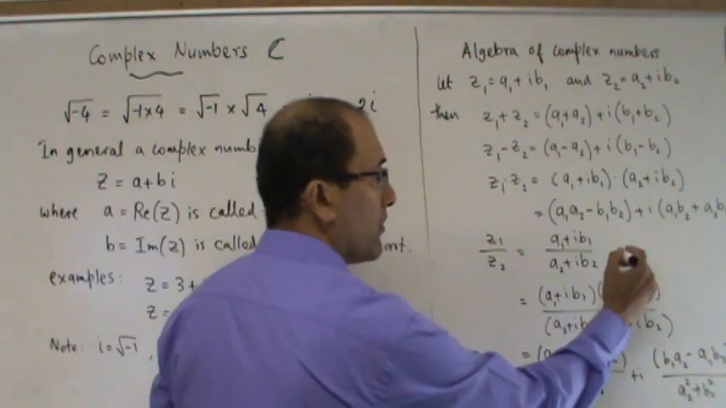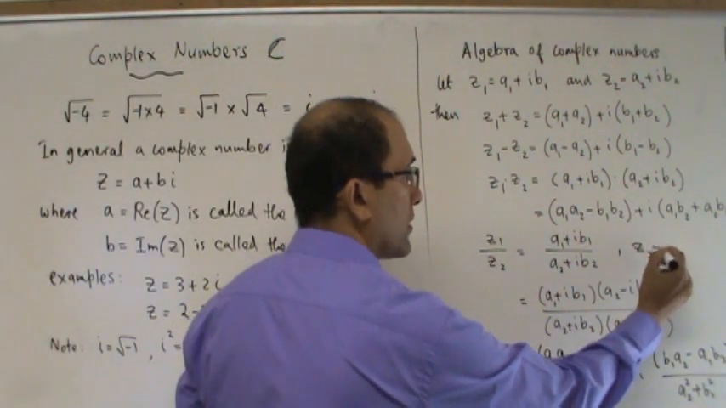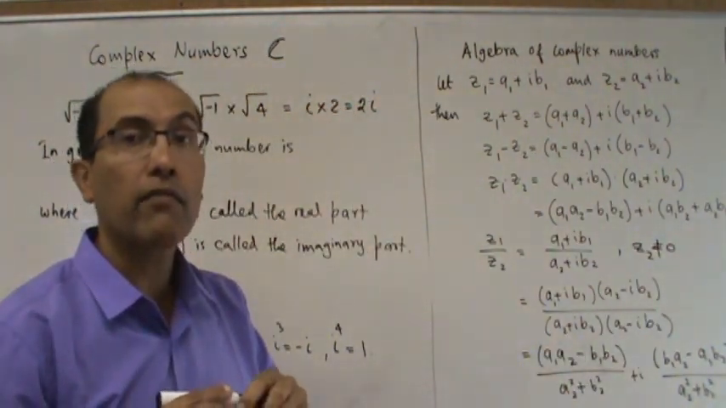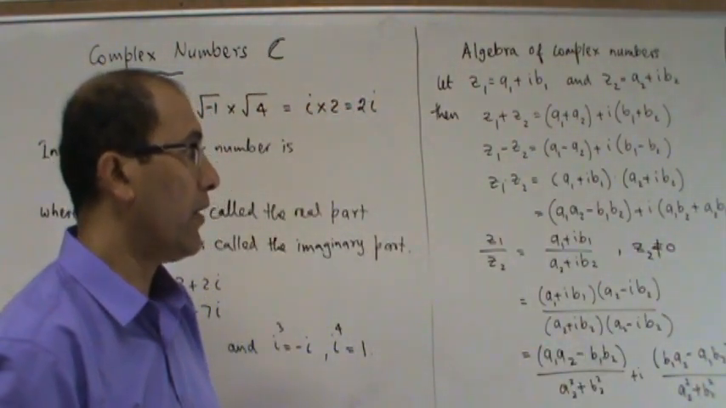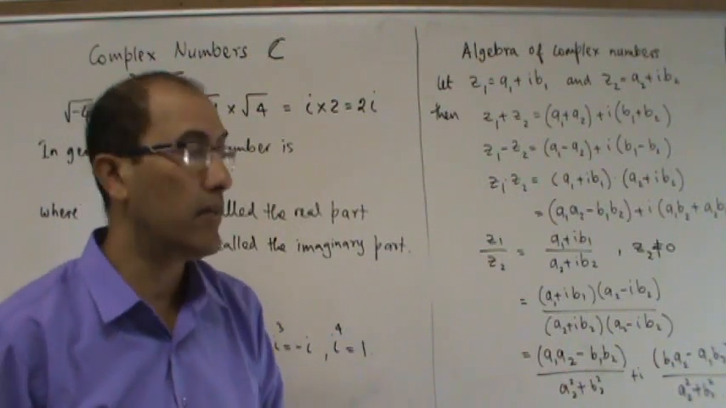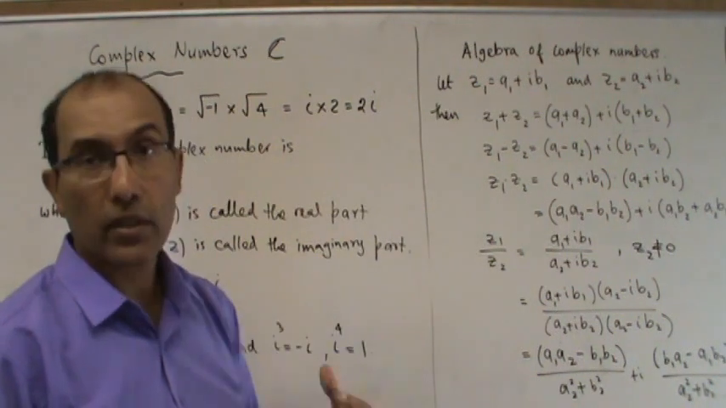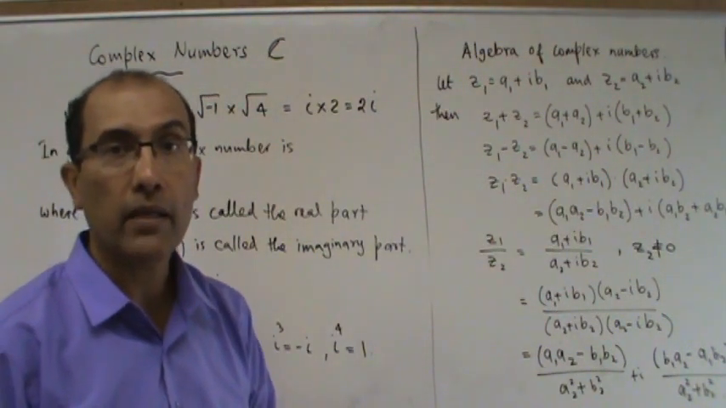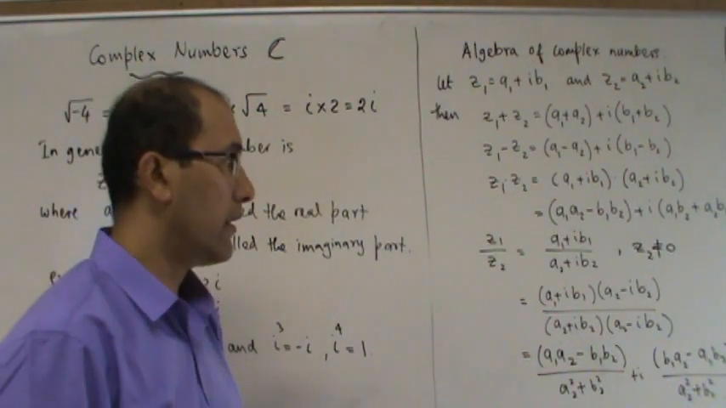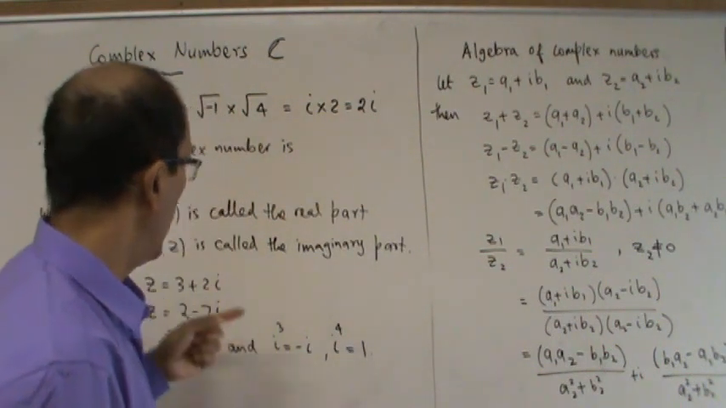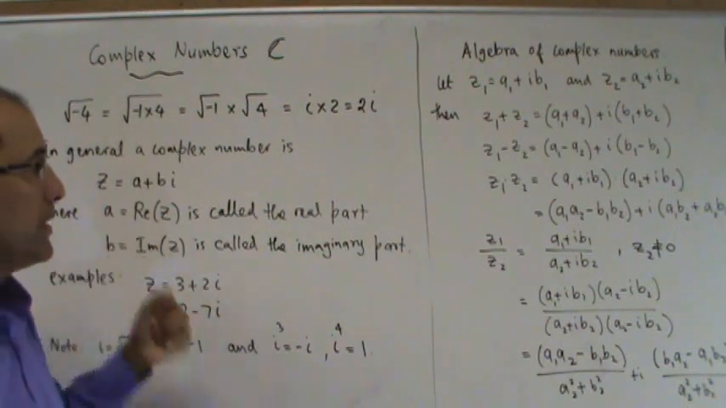I can also divide. Of course, I need Z2 not equal to 0 for division. I can divide any two complex numbers provided that the denominator is not 0, and that's what you get. If I want, I can put it into standard form by applying a little trick, a little makeup if you want. I can bring it into standard form like this, a plus bi form.